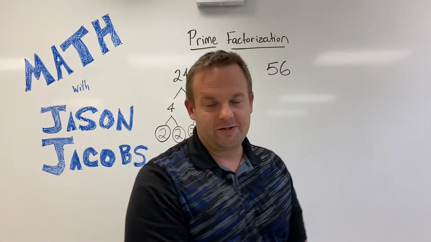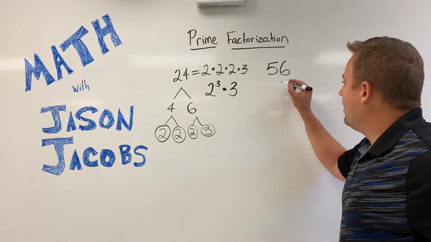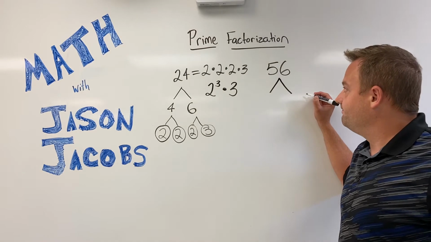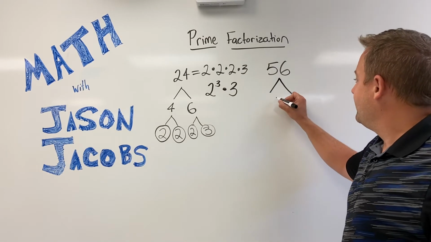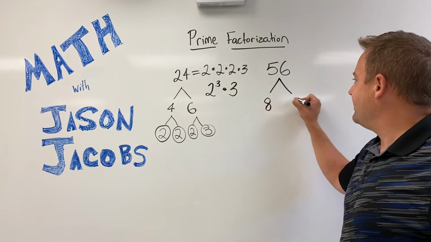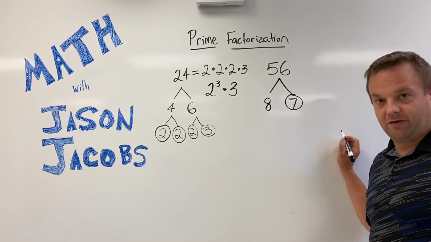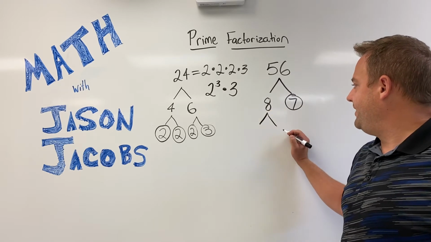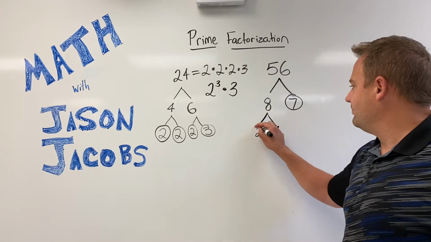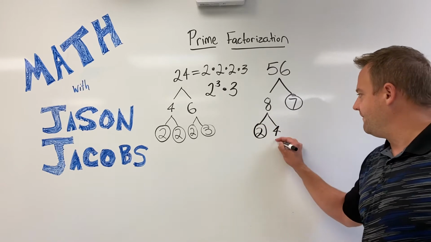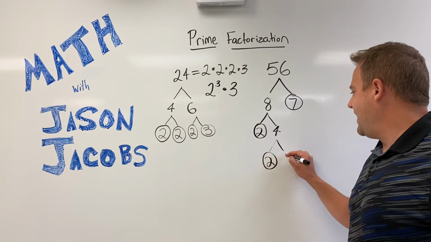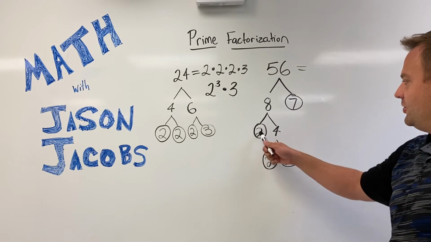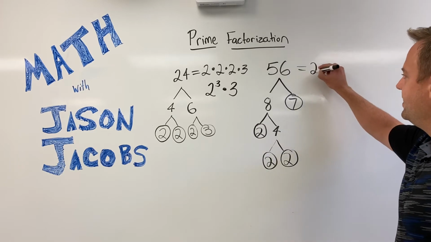Let's do another. What's the prime factorization of 56? Well, 56 can factor out into what times what? You might have said 8 and 7. Now 7's prime, so I'm going to circle it. 8 factors out into 2 and 4. Well, 2's prime, so I'm going to circle that. And then 4 factors out into 2 and 2. All right, so the prime factorization of 56 is 2 times 2 times 2 times 7.